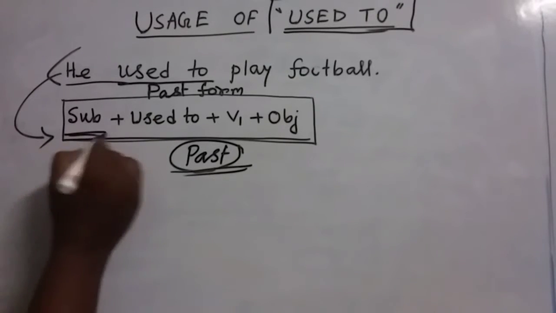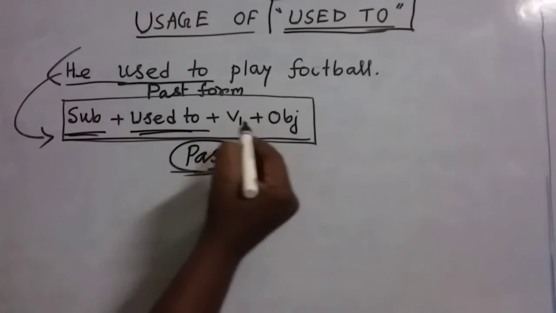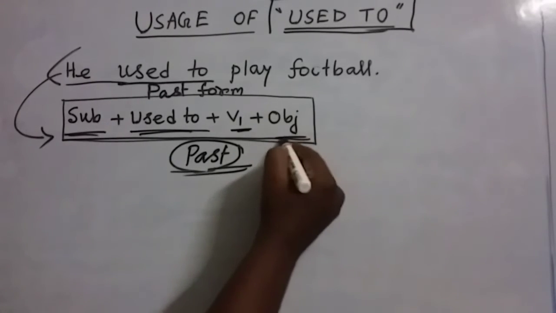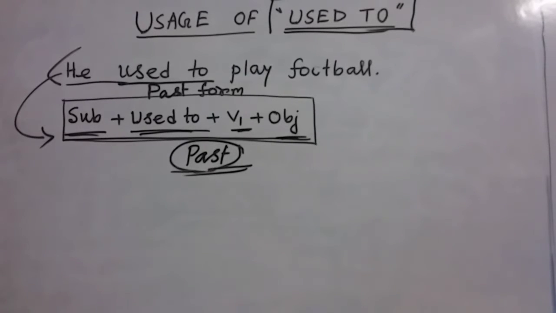At first you have to write down the subject, then the term "used to", then the present form or the base form of the verb, and then the object, or you can say the complement.